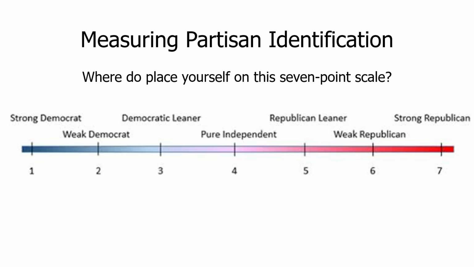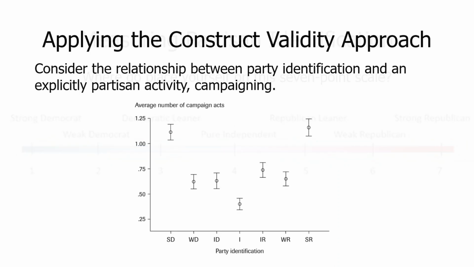But consider how party identification relates to explicitly partisan activities, such as campaigning activity. You would expect the more strongly partisan a person is, the more likely they would be to engage in campaigning activity, attending rallies, displaying bumper stickers or yard signs, contributing money to campaigns. These aren't measures of partisanship, but they're measures of an activity that should be very strongly related to partisanship. The party ID scale behaves as it should for strong partisans and independents. Let's look at this relationship between party identification and campaigning and see if there's anything amiss.